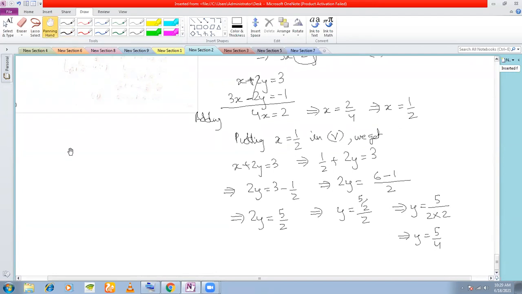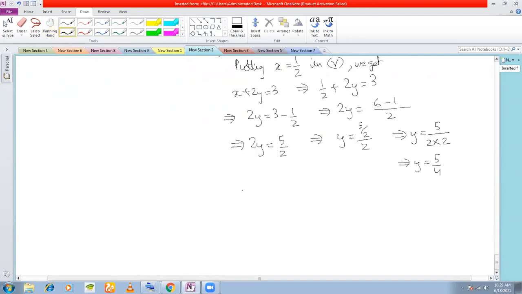Hence, what are the solutions? Hence, the solutions are x is equal to half and y is equal to 5 by 4. That's it. Okay, so I'll stop here.